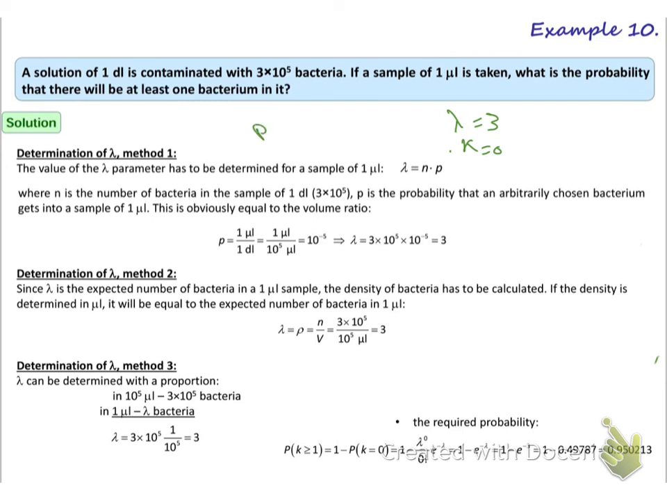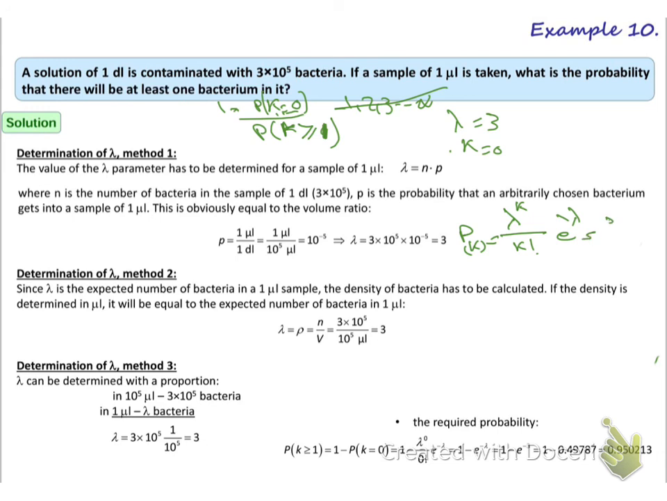I'm looking for the probability of at least one bacterium, k greater than or equal to 1, which is 1, 2, 3, 4, and so on up to infinity. I don't want them. I want k equals 0, and then I say 1 minus the probability of this k. So I have to get the probability of k equals 0 using the Poisson formula. Poisson said the probability of k is lambda to the power k, e to the power minus lambda, divided by k factorial. I just have to substitute.